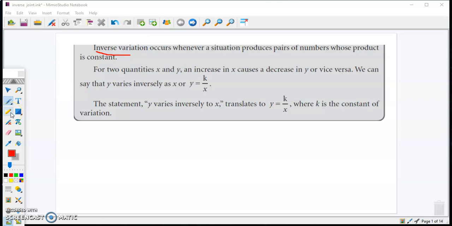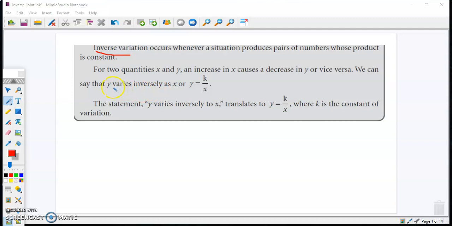For today's discussion, we are going to discuss inverse variation. So what is an inverse variation? An inverse variation occurs whenever a situation produces pairs of numbers whose product is constant. So for two quantities x and y, an increase in x causes a decrease in y or vice versa. So when we say inverse variation, as one value increases, the other one decreases.